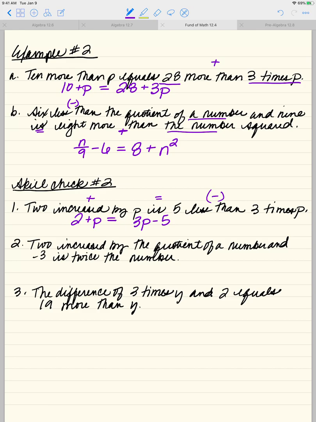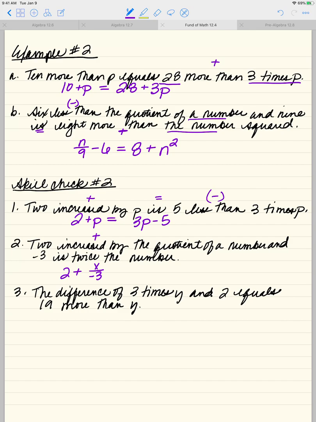Number 2, 2 increased by the quotient of a number and negative 3 is. So here's my left-hand side of the equation. 2 increased by, I know I'm going to have some addition. What am I adding to 2? I'm adding the quotient of a number and negative 3. So I get to choose my variable. Quotient tells me division, so let's go with x. x divided by negative 3, okay, plus 2. You could do plus 2 here, or you could do plus 2 on this side. It doesn't matter. Don't do it both places. Okay, so 2 increased by, 2 plus the quotient of a number and negative 3.